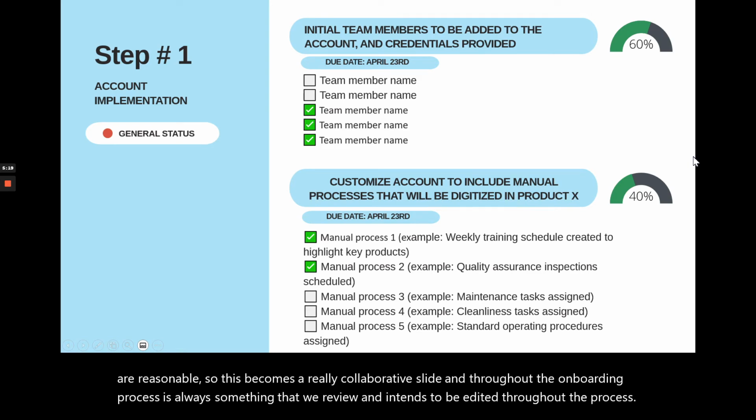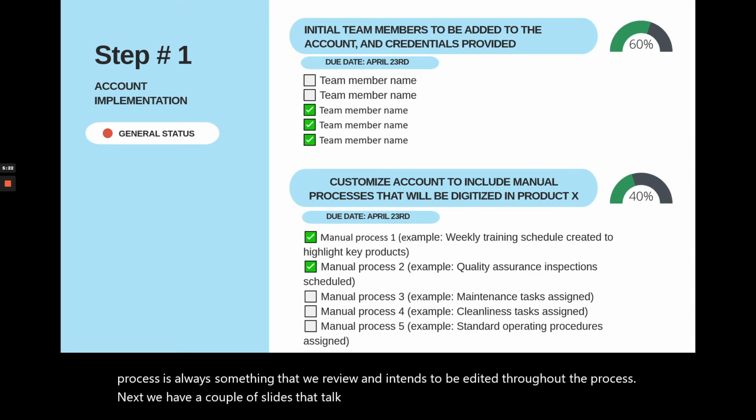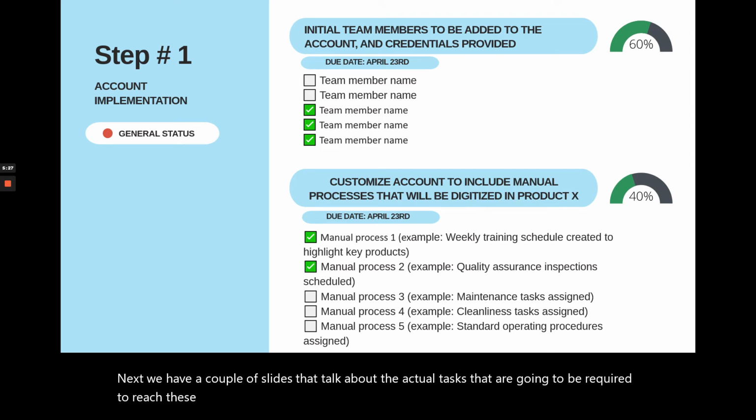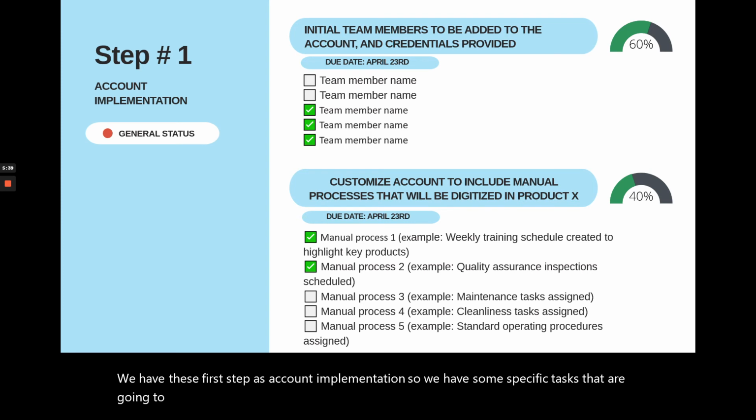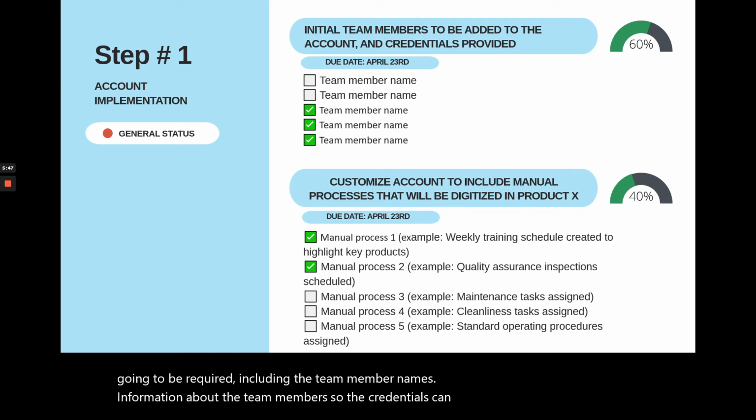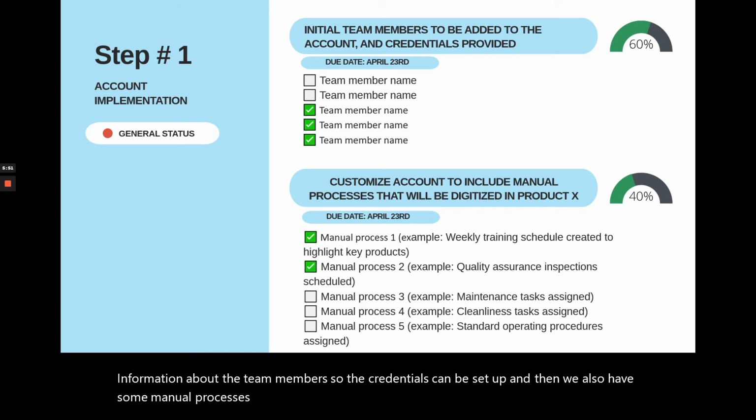Next, we have a couple of slides that talk about the actual tasks that are going to be required to reach these identified milestones. So in this example that I'm using in this slide deck, we have the first step as account implementation. So we have some specific tasks that are going to be required, including the team member names, information about the team members so the credentials can be set up.